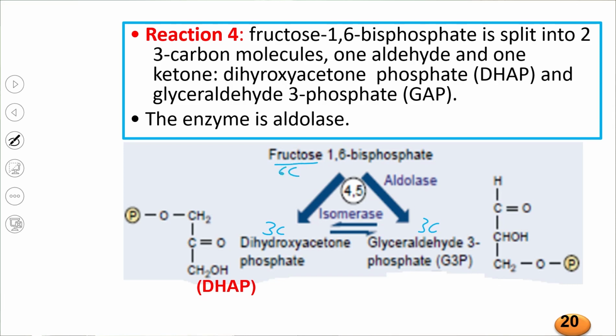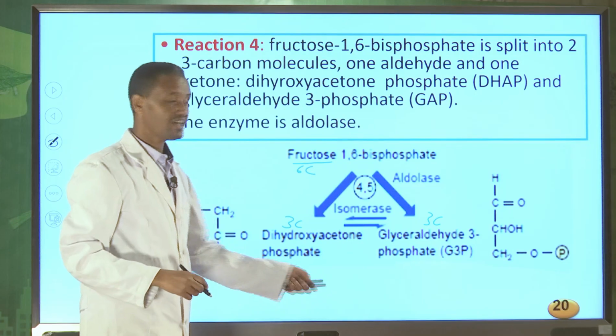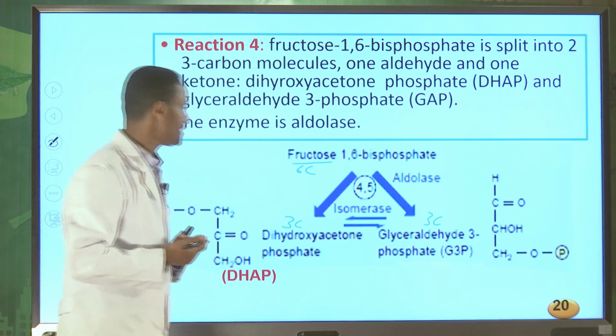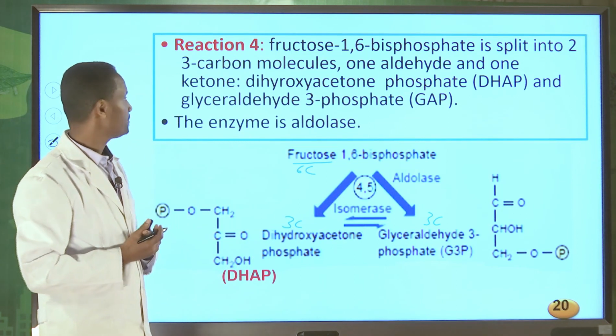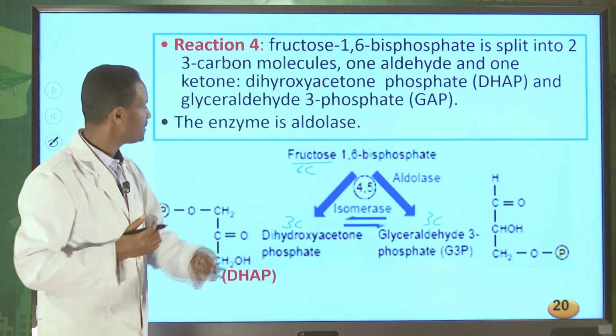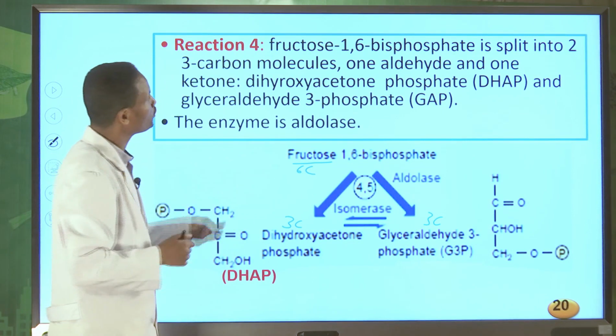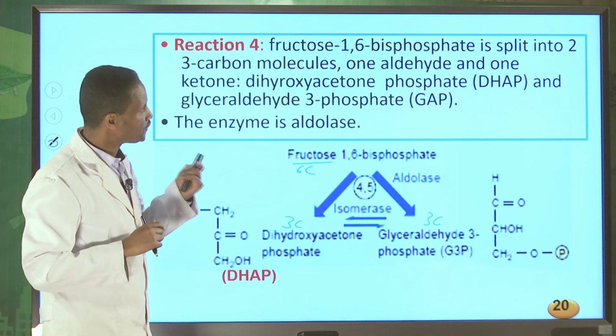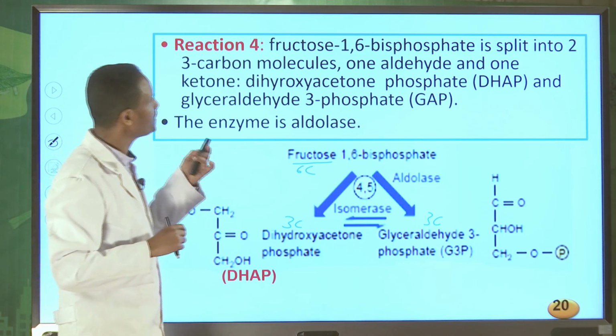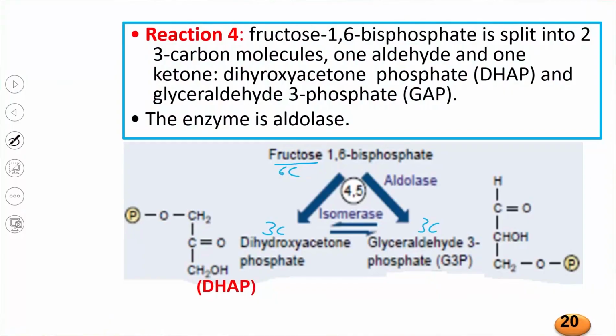Now, this 6-carbon compound becomes cleaved into 2 compounds which each contain 3 carbons in reaction 4. In this case, fructose 1,6-bisphosphate is split into 3-carbon molecules, dihydroxyacetone phosphate and glyceraldehyde 3-phosphate. This process is catalyzed by the enzyme aldolase. The aldolase enzyme can catalyze these reactions.